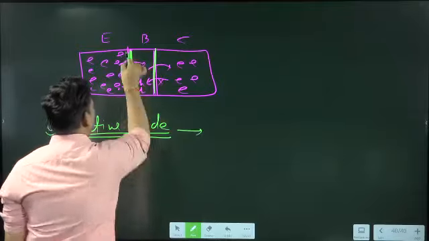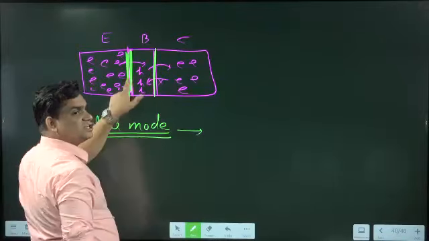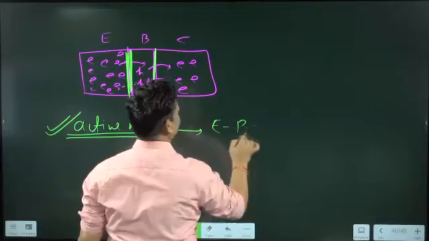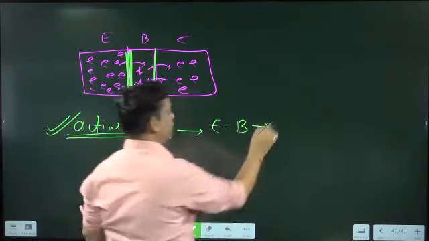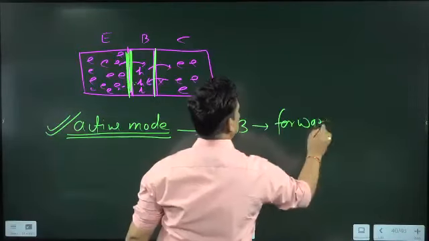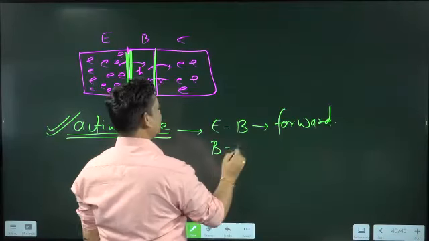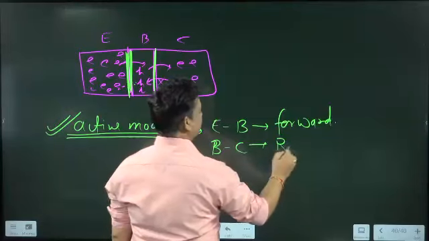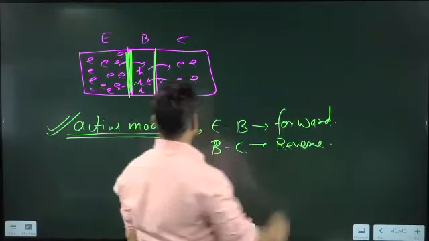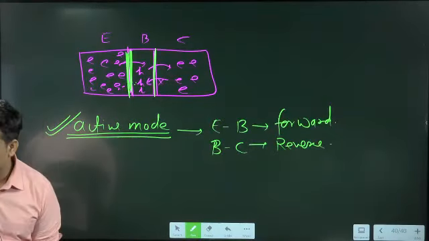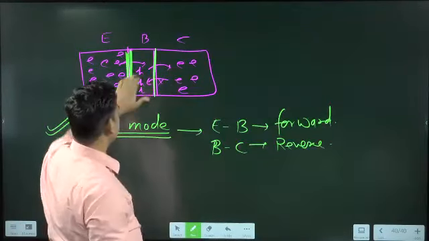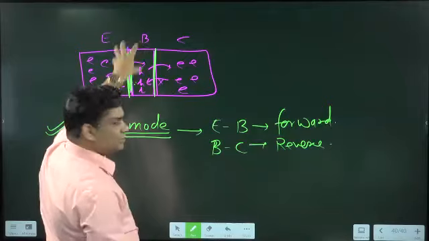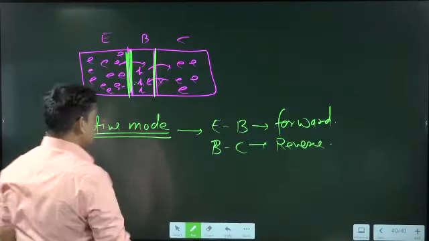If this should allow and this should not allow, the emitter base junction should be forward or reverse? The emitter base junction should be forward, and your base collector should be reverse. This is basically your active mode. Emitter base forward, this will allow, and this should not allow, because if this also allows, then recombination will be there. This is the active mode.